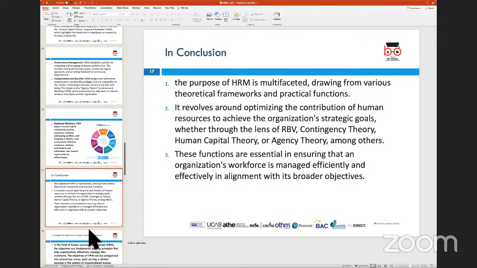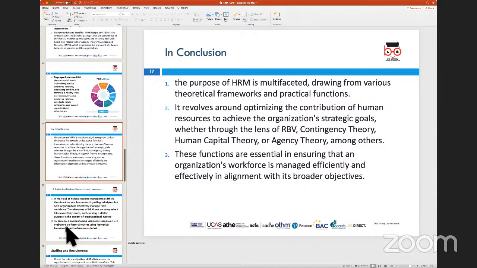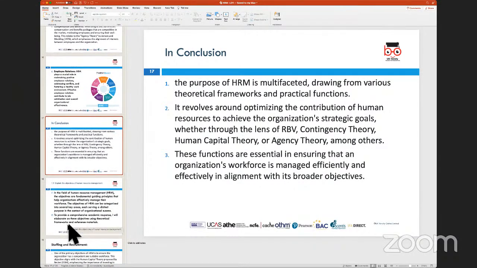So when we look at the various functions of HR, they are essential in ensuring that an organization's workforce is managed effectively and efficiently, in terms of aligning them with the objectives that the organization needs to achieve. And these would be the practical functions of a human resources manager or anybody who works within the human resources department. Is that okay? Any questions on this?